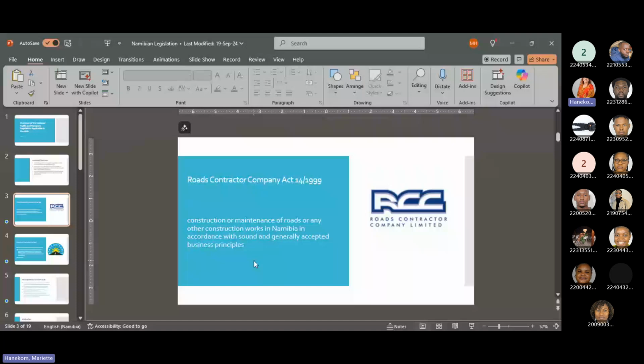Be careful, however, the Roads Contractor Company is not the only company in Namibia that builds roads. There are many private contractors as well that are involved in the construction of roads.